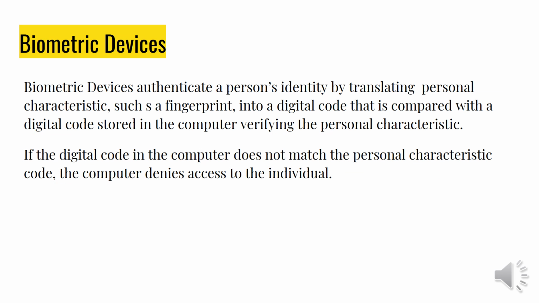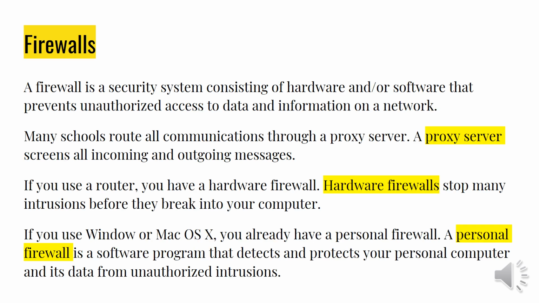Biometric devices authenticate a person's identity by translating personal characteristics such as your fingerprint into a digital code that is compared with a digital code stored in the computer verifying the personal characteristic. If the digital code in the computer does not match the personal characteristic code, the computer denies access to the individual.